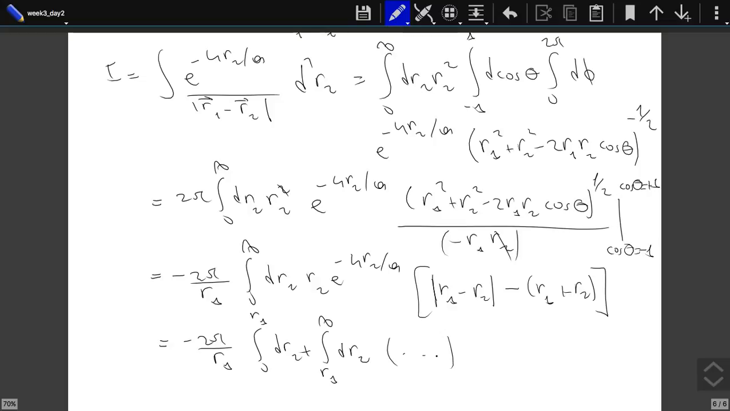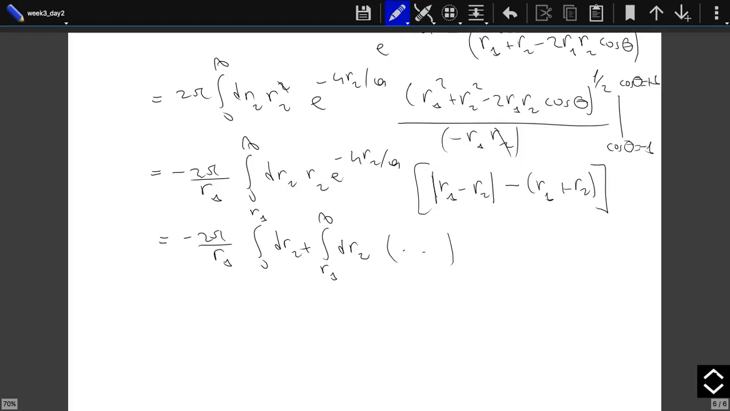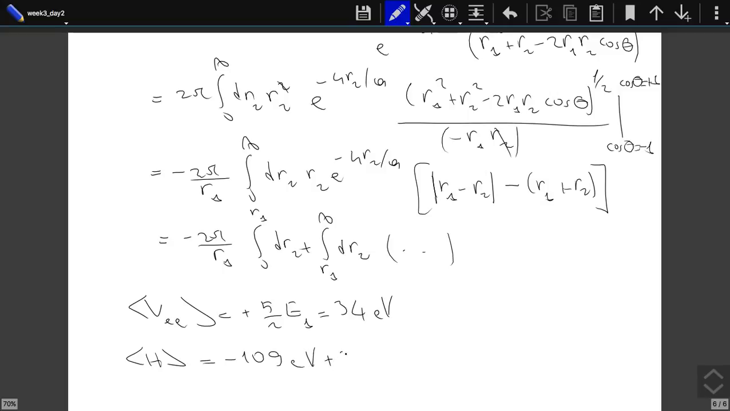And the final answer turns out to be VEE equal to plus 5 over 2 E1, which is 34 electron volts if you put in the numbers. Now let's see, H was minus 109 electron volts plus 34 electron volts, which is minus 75 electron volts.